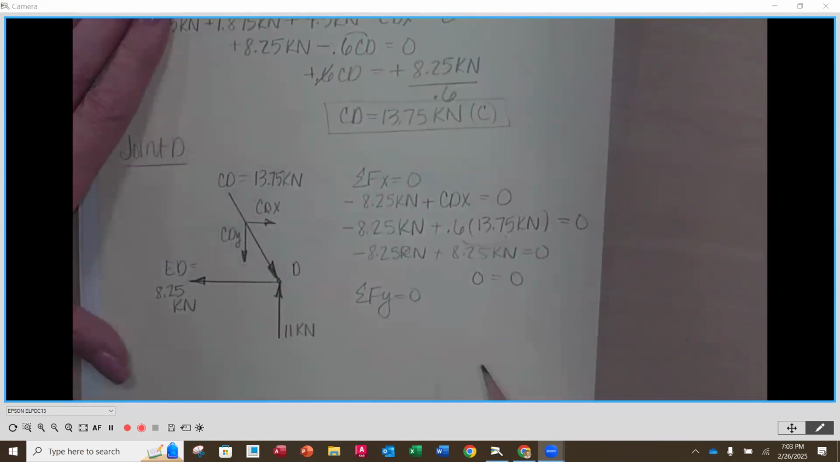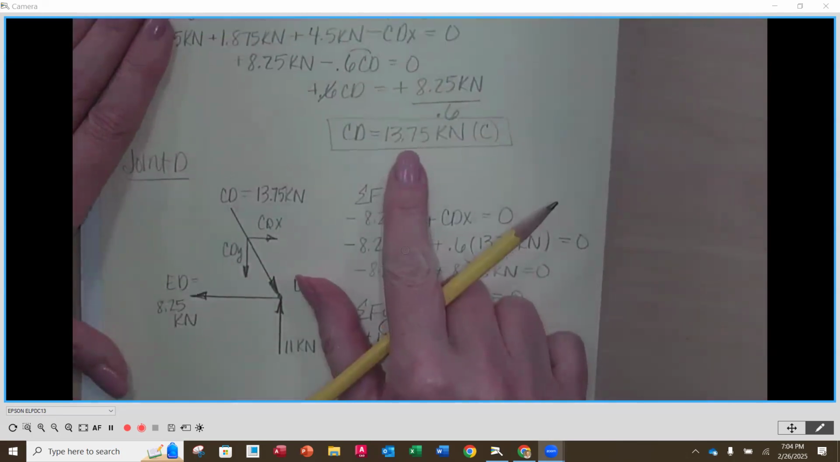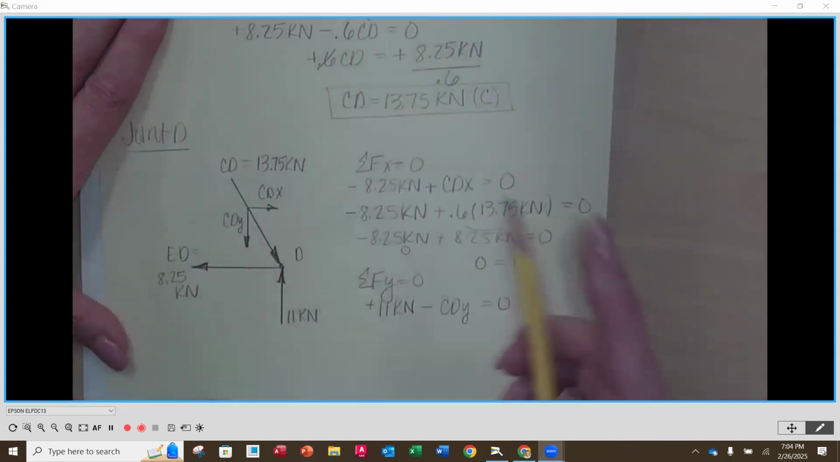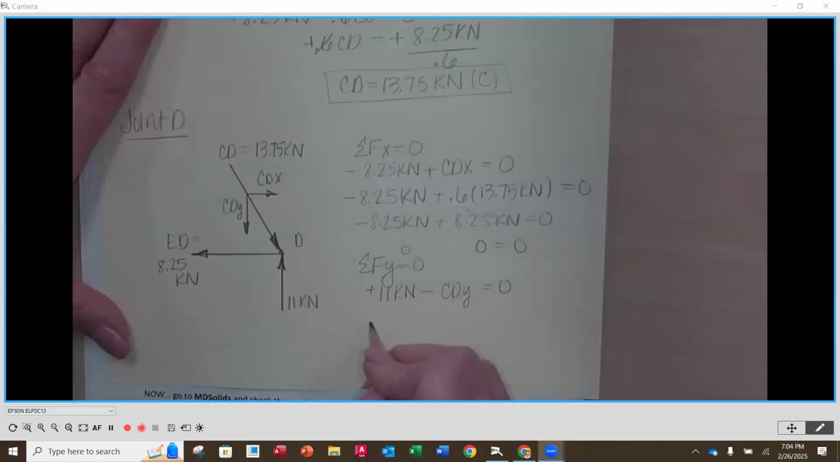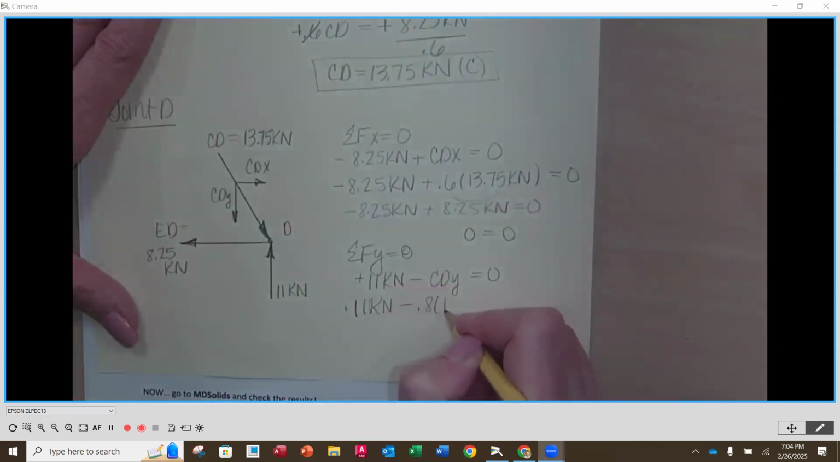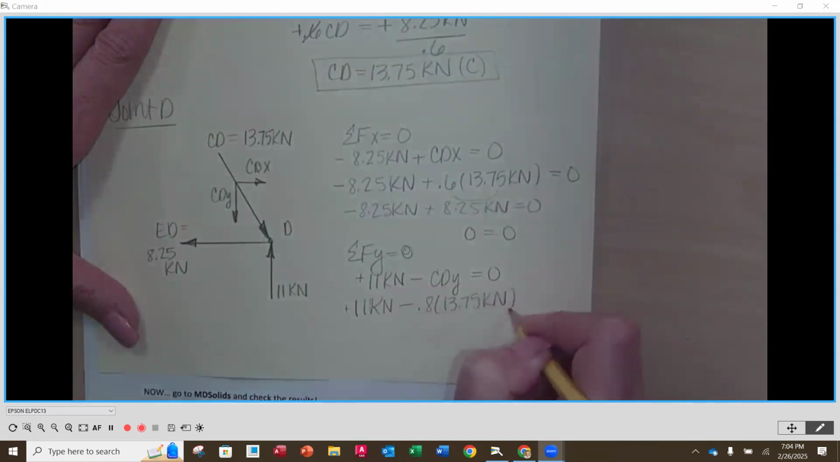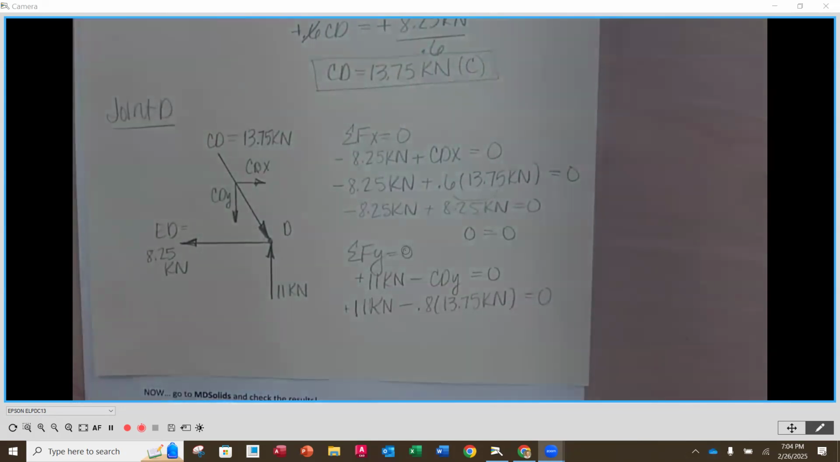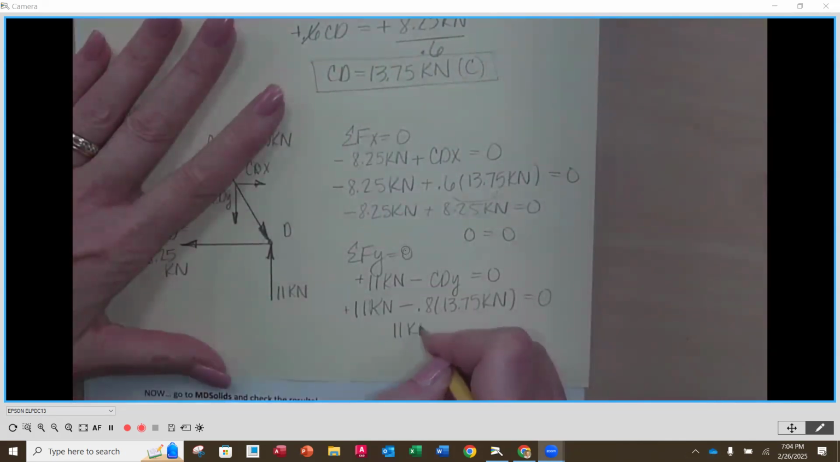So now we're going to sum our forces in the y equal to 0. We look at our y direction. We have a positive 11 kilonewtons going up, and we have a negative CDY, equal to 0. CD is up here. It is 13.75, as Brooke pointed out, absolutely, and we would multiply it by 0.8. So we're going to have a positive 11 kilonewtons minus 0.8 times 13.75 kilonewtons is equal to 0. 0.8 times 13.75, what do we get? We get 11. So 11 kilonewtons minus 11 kilonewtons is equal to 0.